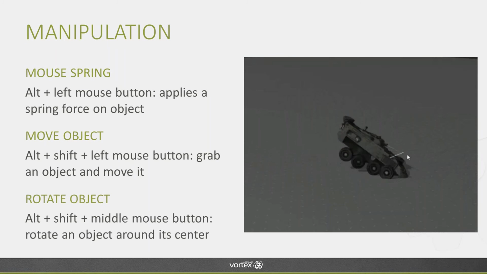We also have the rotate object shortcut, which is Alt-Shift plus the middle mouse button. What this does is allow you to rotate an object around its center, and this will not move the object. It will be pinned to its center of location. So that allows you to move it and look at how parts are attached under those types of movements.